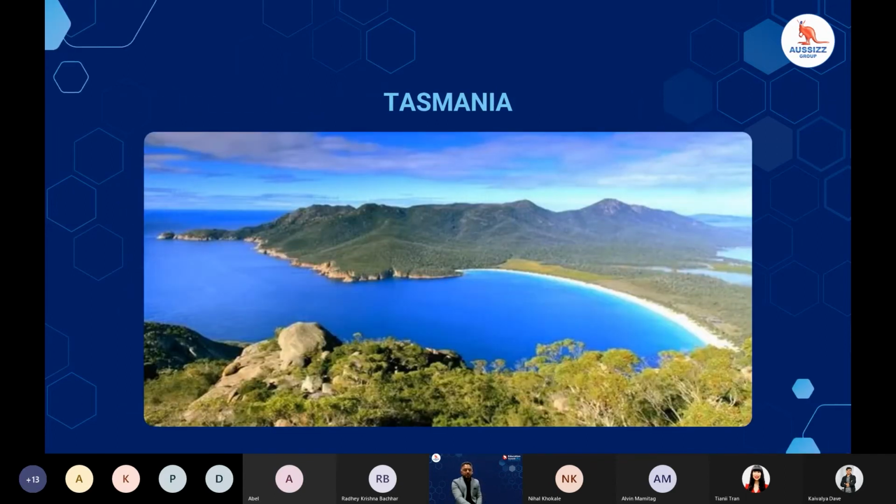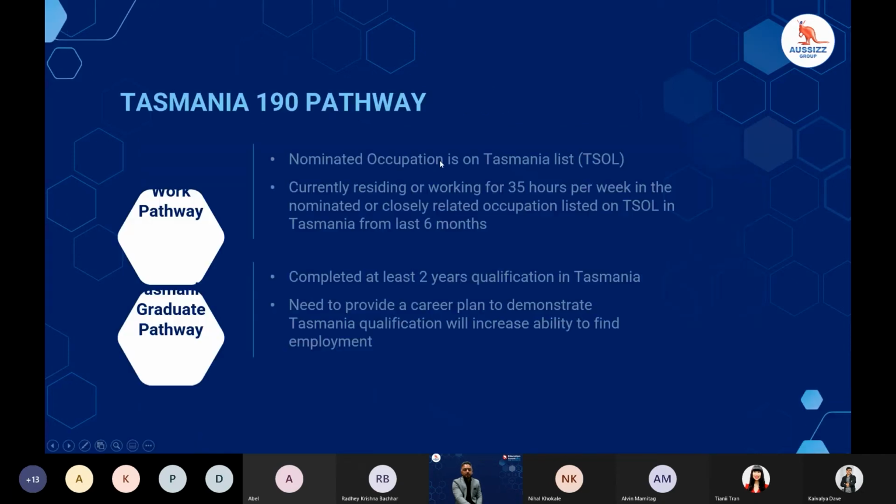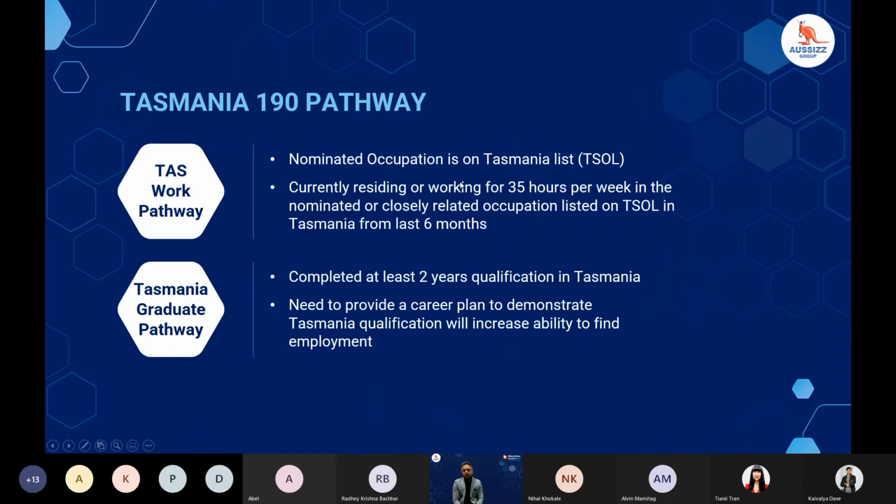Next state is Tasmania. For the 190 pathway, your occupation has to be on Tasmania's skilled occupation list, which is called TSOL, Tasmania Skilled Occupation List. And you're currently working in Tasmania in your nominated occupation for 35 hours per week, which is full time, for at least 6 months before you can apply for a state nomination with Tasmania.